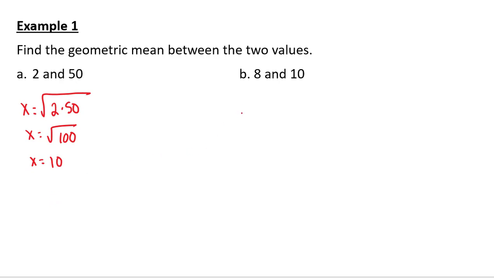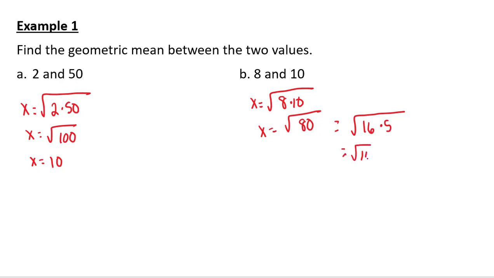So finding the geometric mean between 8 and 10, x equals the square root of 8 times 10, square root of 80. Now I want this in simplest radical form. So break 80 down into perfect squares. Breaking 80 down into perfect squares is 16 times 5. And I can take the square root of 16 times the square root of 5 and get 4 root 5.